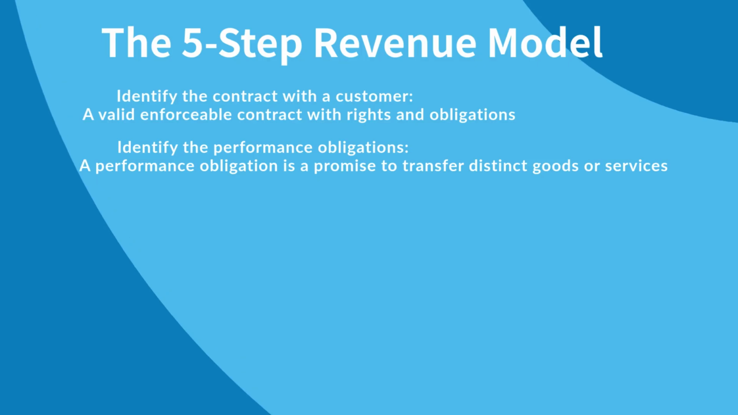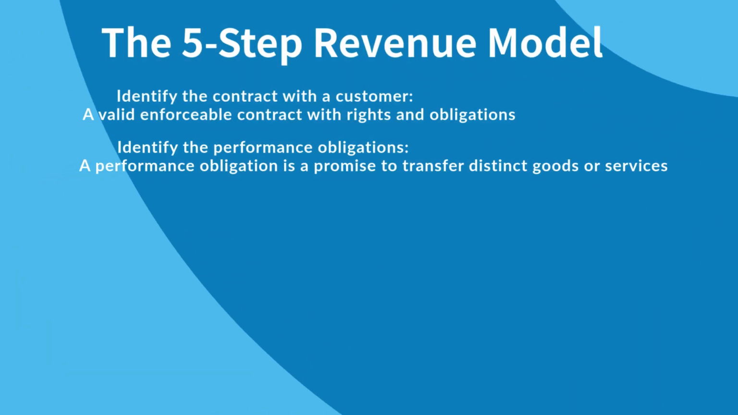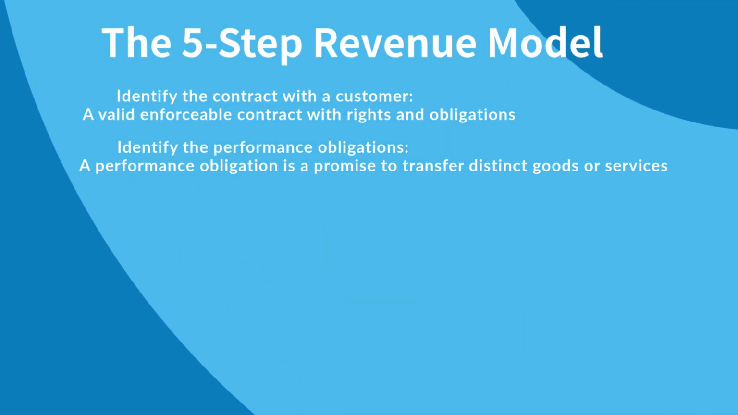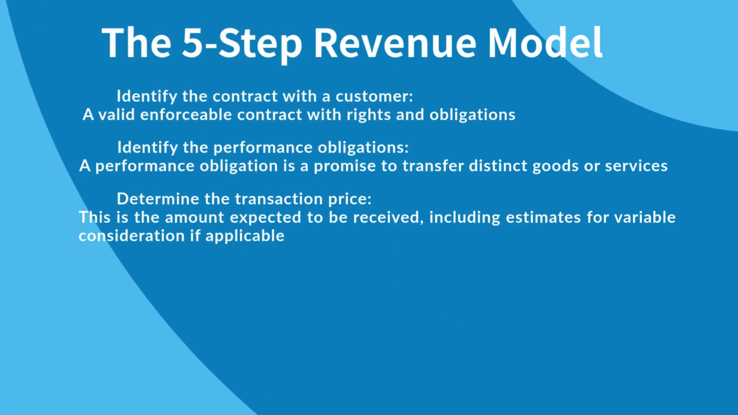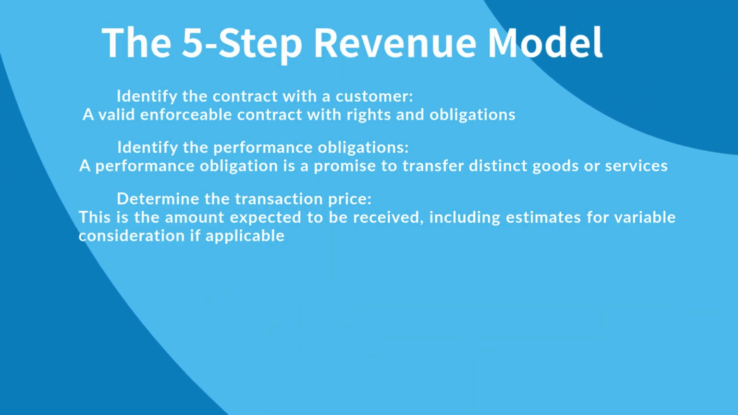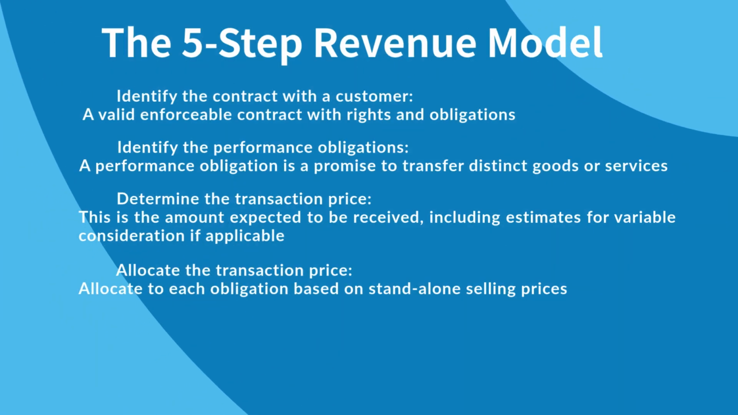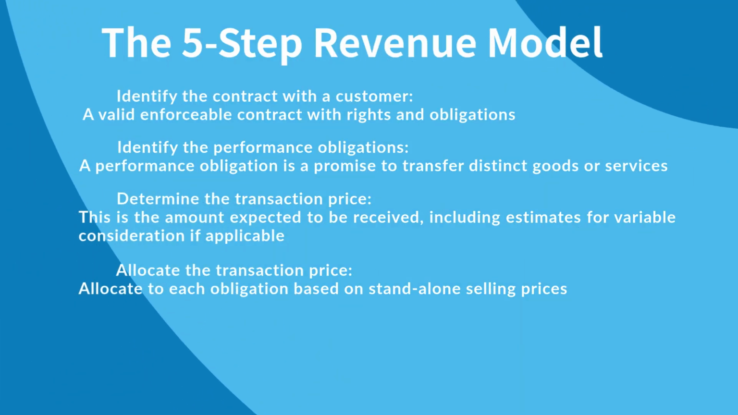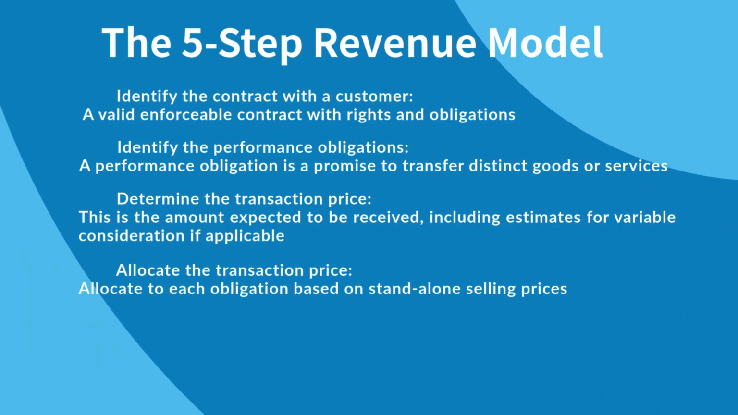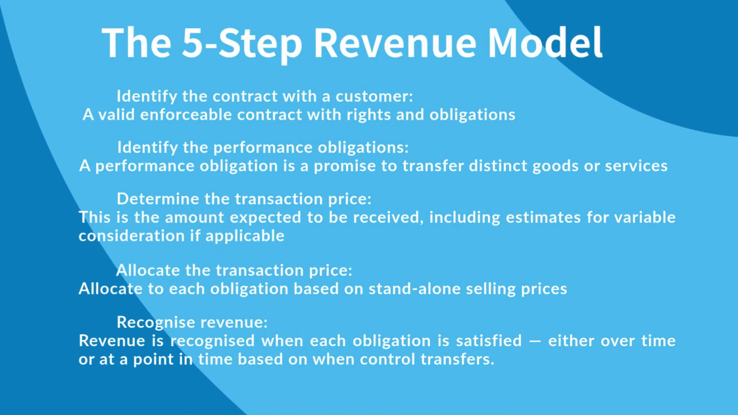For example, if you sell a laptop with a 1-year warranty, there are actually two promises, the laptop itself and the warranty. Step 3 is to determine the transaction price, or how much money you expect to get from this contract. Step 4 is to allocate the price to each performance obligation. So if the laptop is $950 and the warranty is $50, you assign those amounts to each part. Step 5 is to record the revenue when each obligation is fulfilled.